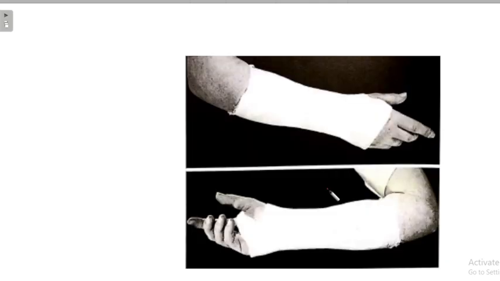Now this image is the dorsal plaster slab. This is a usual method of immobilization for fracture of the lower end of the radius. This slab covers the dorsum and sides of the forearm and wrist. It is secured firmly in position with a cotton bandage. Fingers and thumb must be left free so that the hand may be used. Right? You can see the fingers and thumb are left free.